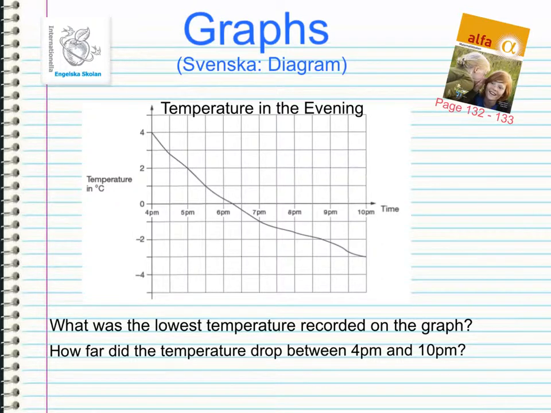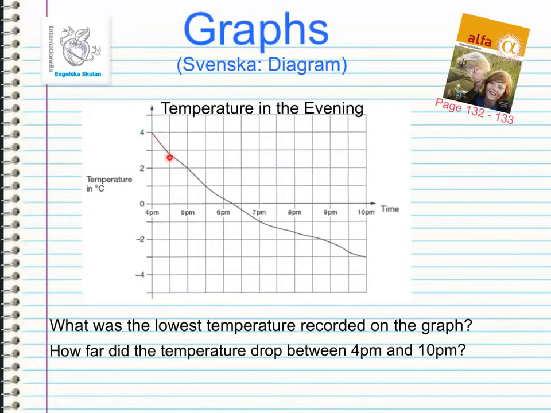We have two questions below. The first asks us, what was the lowest temperature recorded on the graph? Now here is 4 degrees up here, and down here is -4. Now we know that -4 is less than, or is lower, so we're going to look towards this end of the graph and see where the line is.